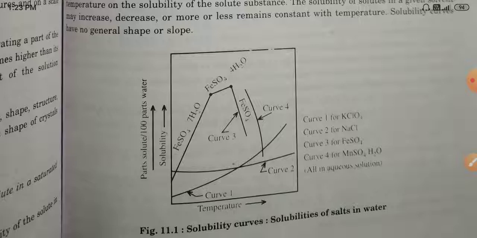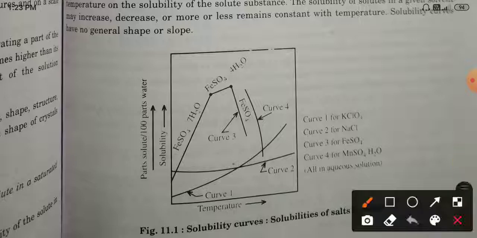In the figure, parts solute per 100 parts water: the first curve is KClO3, potassium chlorate. The second is sodium chloride, NaCl. The third is FeSO4, and the fourth is MnSO4·H2O. All of these are aqueous solutions.